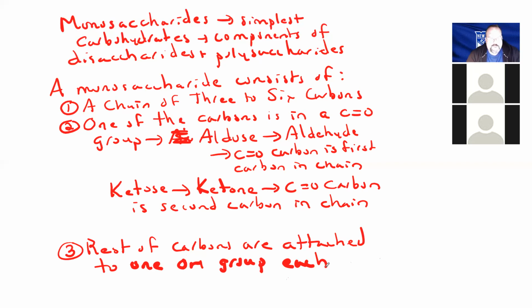So that's really what you find for your monosaccharides: a chain of 3 to 6 carbons. One of the carbons is in a C double bond O group, either an aldose, where the C double bond O carbon is the first carbon in the chain, or a ketose, where the C double bond O carbon is the second carbon in the chain. And then the rest of the carbons are attached to one OH group each.